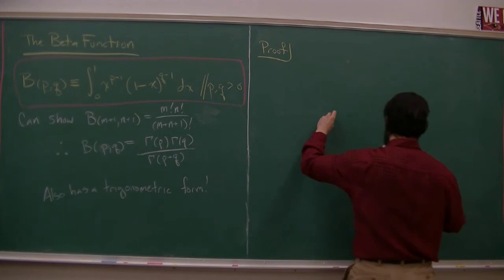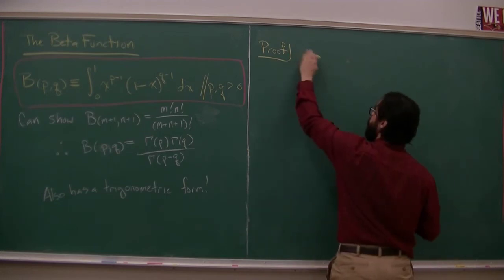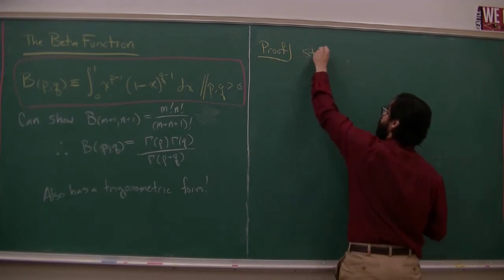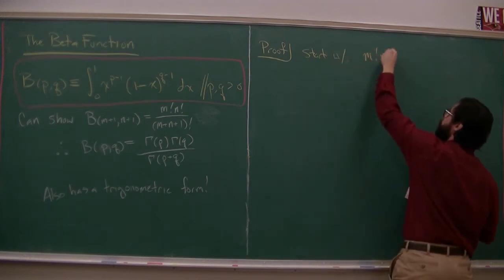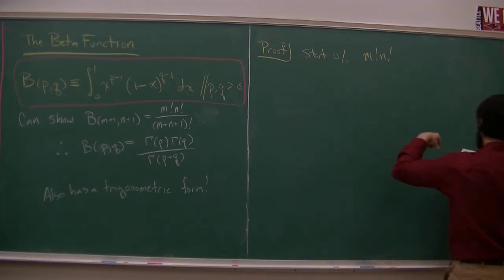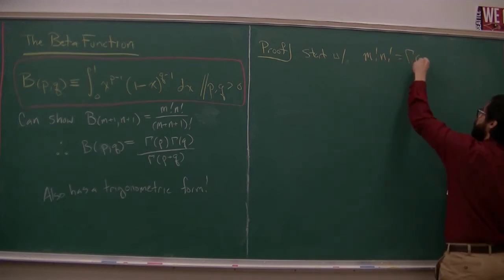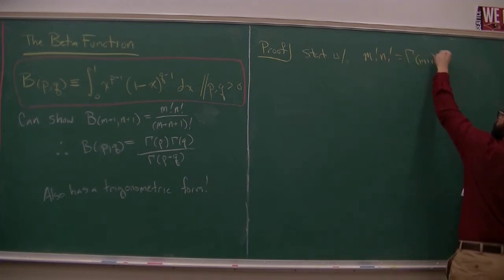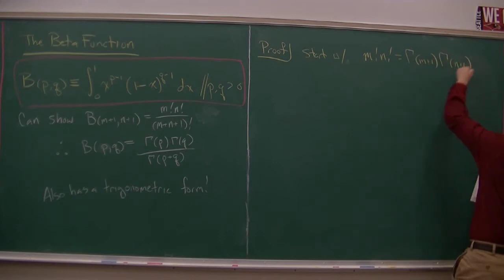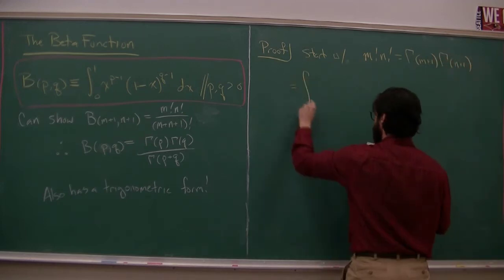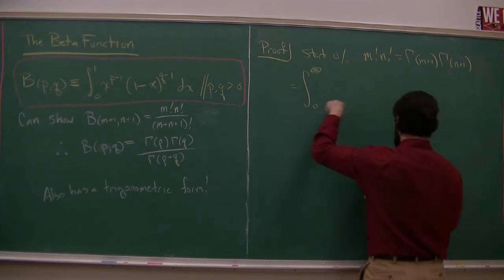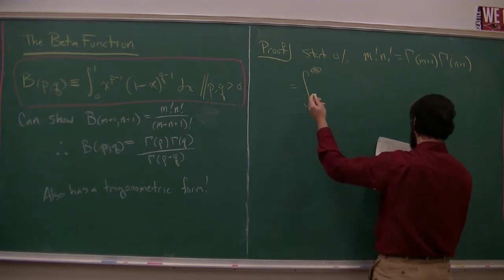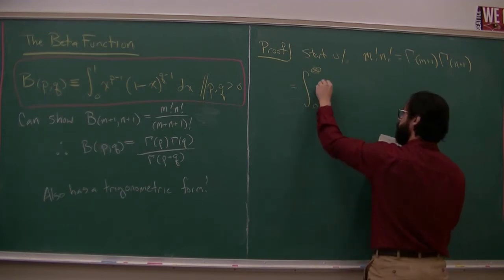just write it down. So we'll start with just the definition of what m factorial, n factorial are in terms of gamma functions. So that would be gamma of m plus 1, gamma of n plus 1. And we know what those look like in terms of integrals. The only thing to be wary of is we've got to use different dummy indices. So I'll use t and v.